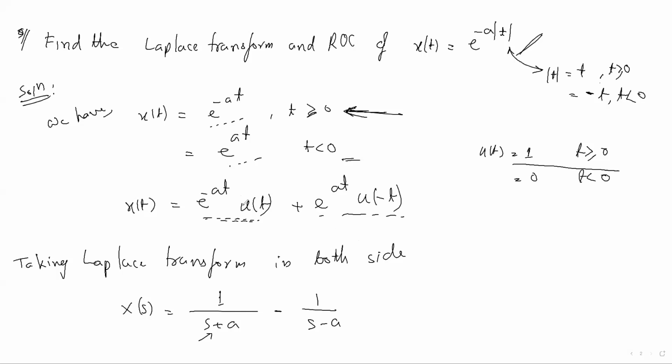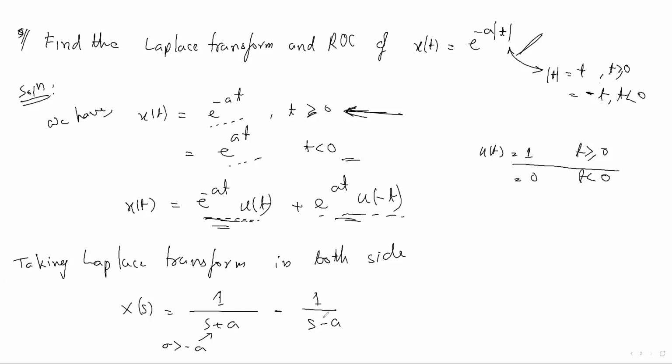So come to this signal. You have to find the ROC of this signal as well as this signal. Okay, individually you have to find the ROC. Then the resultant ROC of the sum of these two signals would be the intersection of these two. Okay, what is the ROC of this? This should be sigma greater than minus a. Is that right? ROC is sigma greater than minus a.